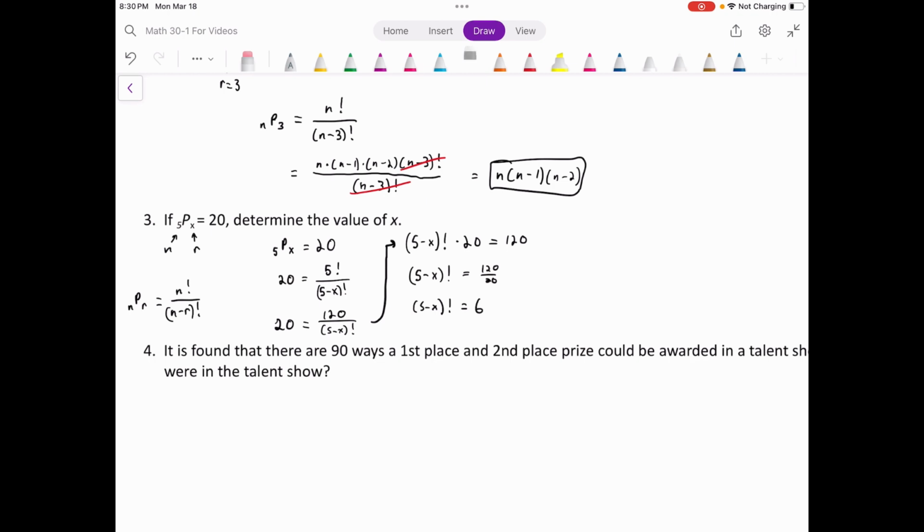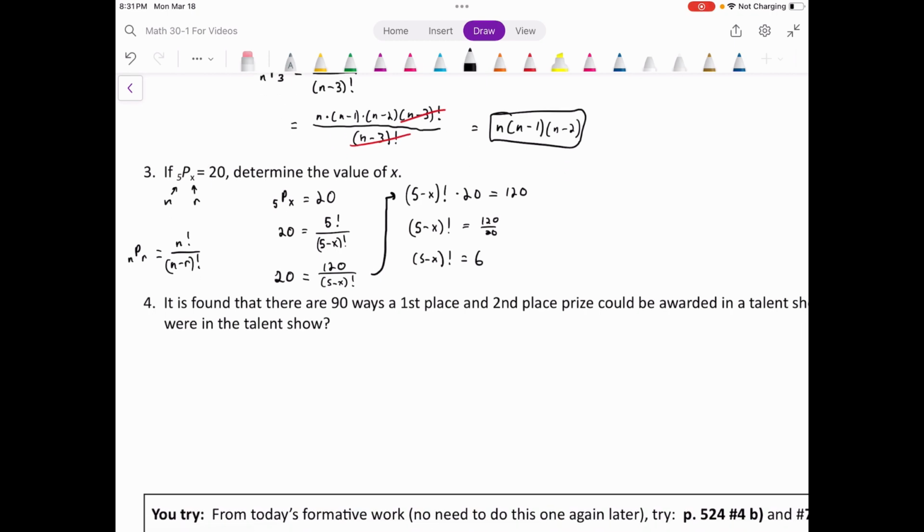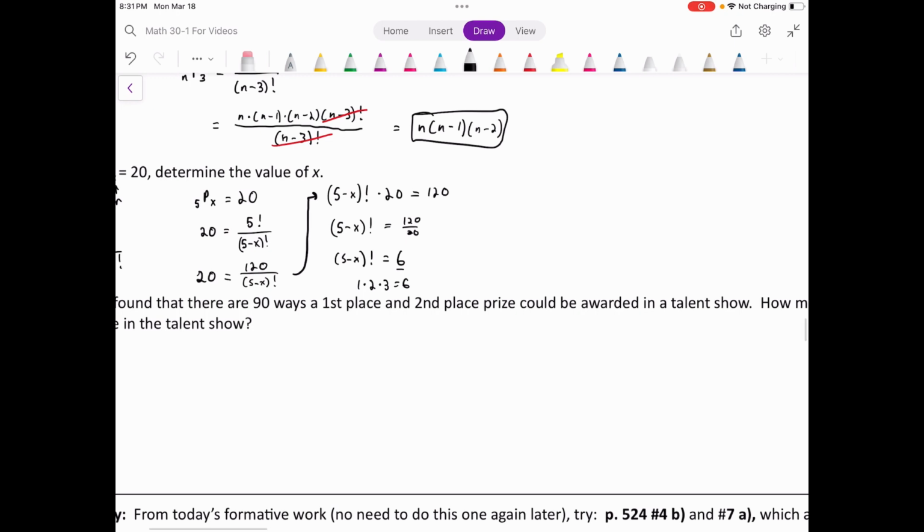Now, it's not that hard to figure out what number factorial will give us 6, right? I mean, we can even just reverse the factorial until we find 6. 1 times 2 is 2, times 3 is 6, right? If this had been 24, we would have said, okay, 1 times 2 times 3 times 4 is 24, right? It was a 6, though, so 1 times 2 times 3 gave us 6. Therefore, 1 times 2 times 3 is 6, and that's just 3 factorial. So 5 minus x factorial just equals 3 factorial.